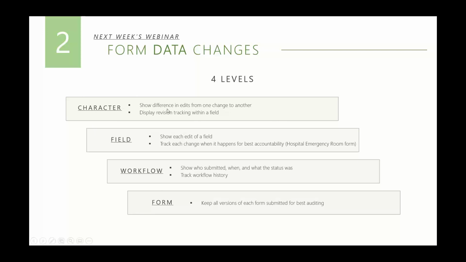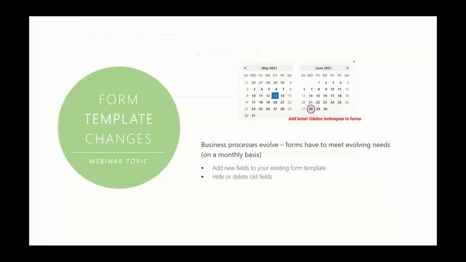So characters can change within a field, fields can change from one edit to another, your form can change when you submit it or approve it. And then you might want to keep versions of all submitted forms. So we'll talk about this. This is different, but this is also versioning of data as opposed to versioning of the data source design. And we'll talk about this next week.